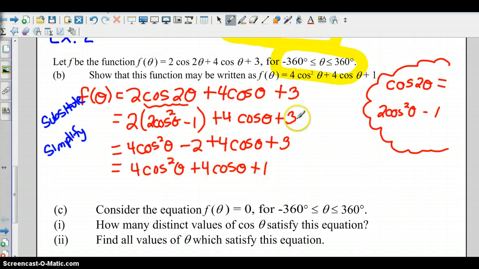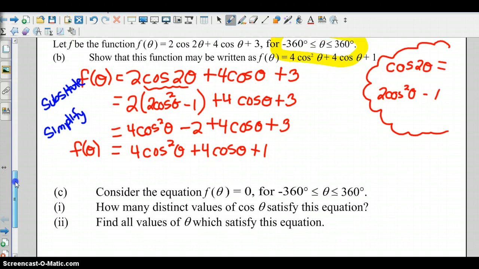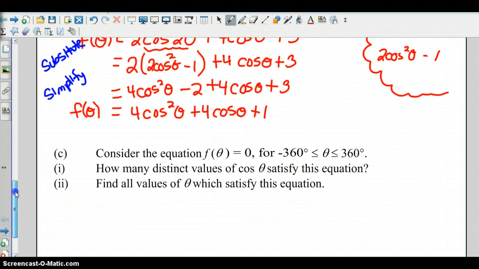This is exactly what I was asked to do. I was asked to rewrite and show that this function may be written as f of theta equals, I'm going to bring that down, f of theta equals 4 cosine squared plus 4 cosine plus 1. I have done that. We have now rewritten it. And we now are dealing with just cosines. A cosine squared and a cosine and then a constant at the end. Start to think about what that looks like to you.